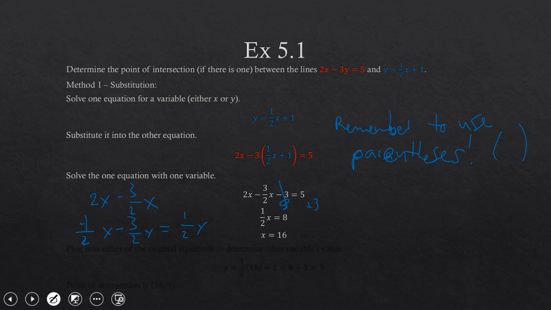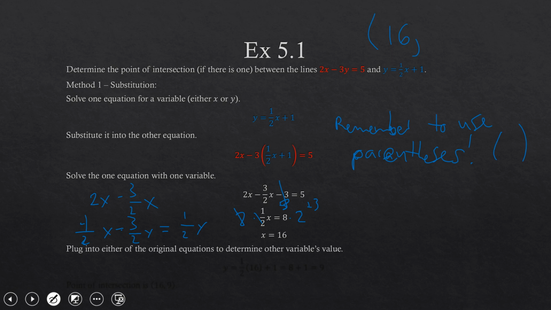And simply that gives us x is equal to 16 after doubling both sides. Times 2 and times 2. Okay, so that's half of, this is the vast majority of the work. We've got half of our point of intersection. We know that the x-coordinate is 16, and we just need to figure out what the y-coordinate is.